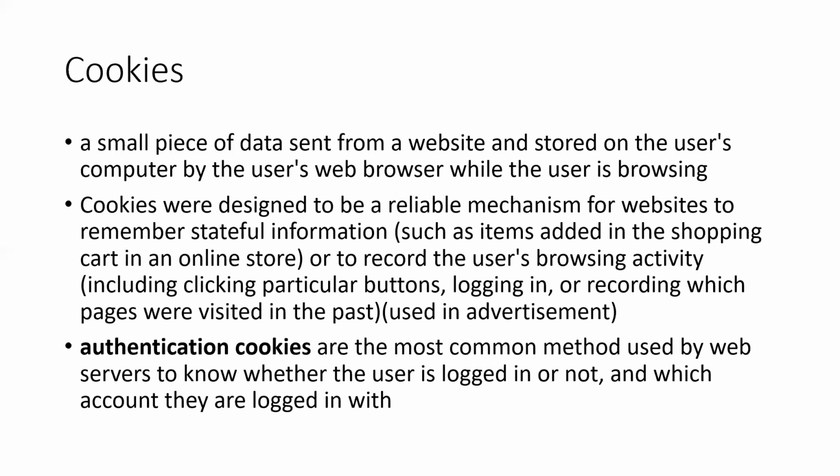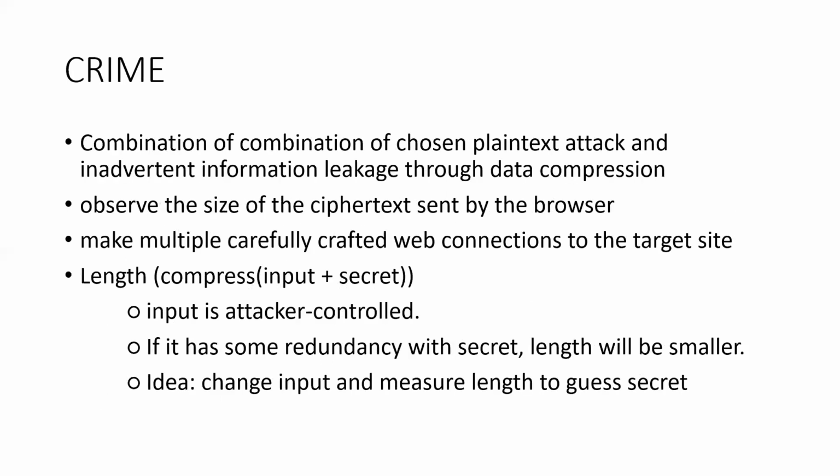Now the attacker tried to attack these authentication cookies. How they attacked is, see, there are two things. The CRIME attack is a combination of a plain text attack plus information leakage. Now, how they did this attack is, first, they should have control of your network.